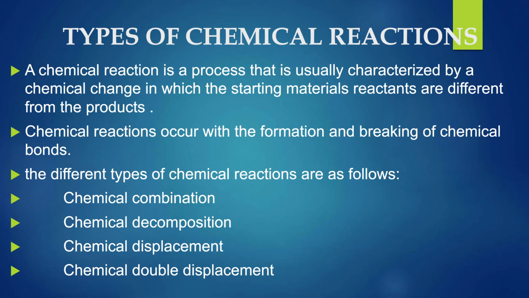Now coming to the types of chemical reactions. Before going to types of chemical reactions, what actually is a chemical reaction? A chemical reaction is a process that is usually characterized by a chemical change in which the starting materials, that is the reactants, are different from the products. These are irreversible reactions. New products are formed in a chemical reaction. Chemical reactions occur with the formation and breaking of chemical bonds.